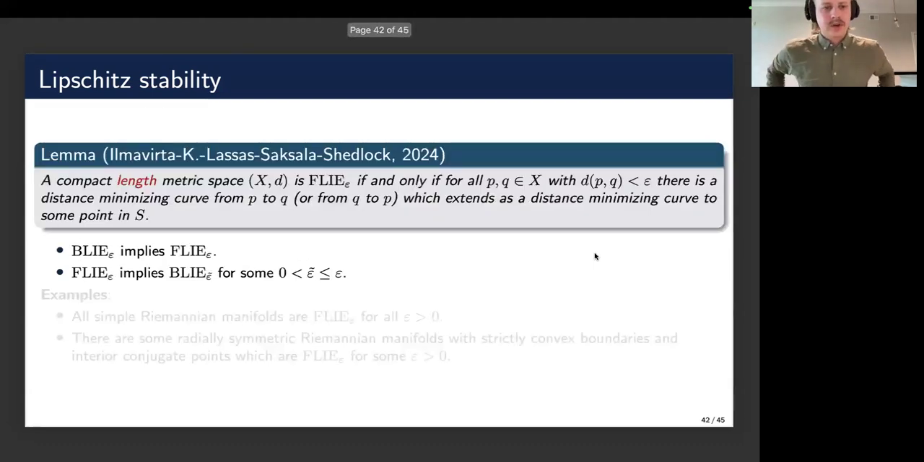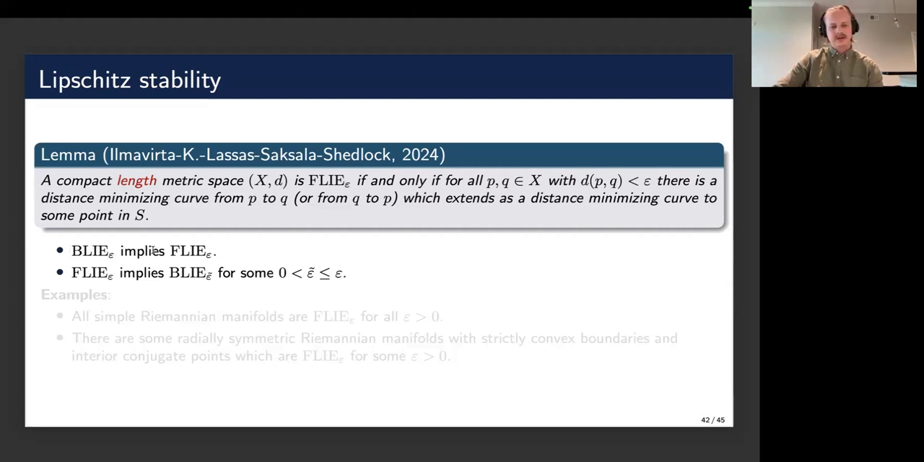Okay. So then what are these PLI and BLI conditions really? So with Ilmavirta, Lassas, Saksala and Sedlock, last year we showed that such a PLI epsilon condition, a local isometric condition on the travel time mapping, is equivalent to the condition that if you have 2 points which are a priori epsilon close to each other, then there has to be a distance minimizing curve connecting those 2 points, which extends to the boundary in a distance minimizing way. So this is also very much related to distance minimizing extensions of curves.